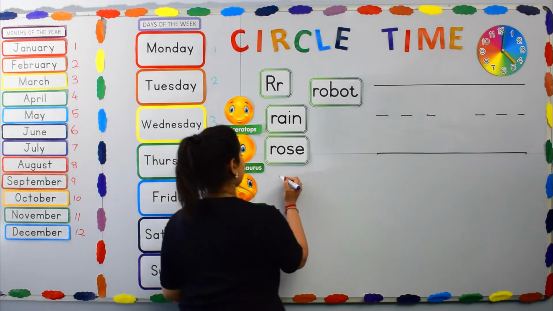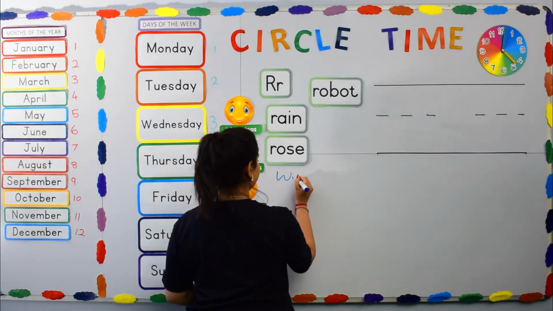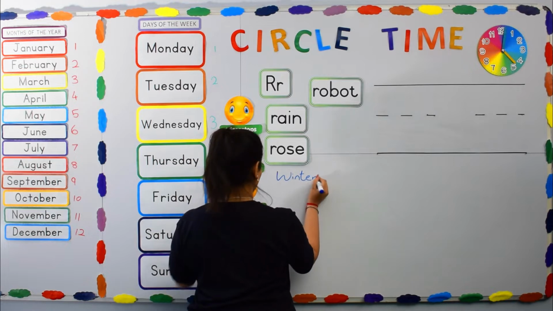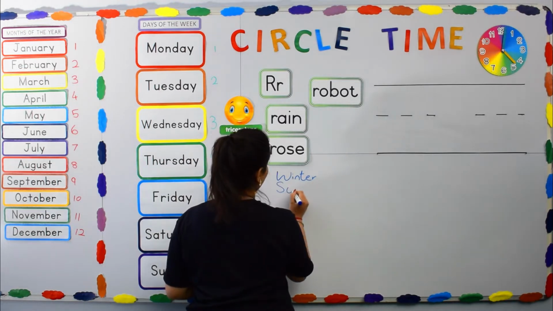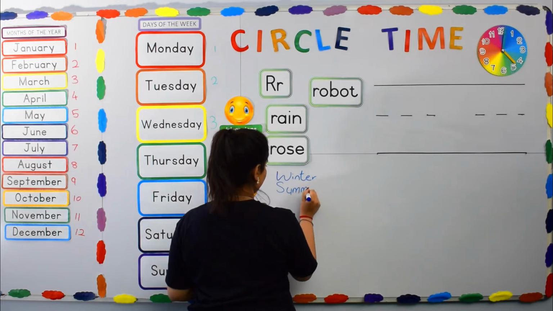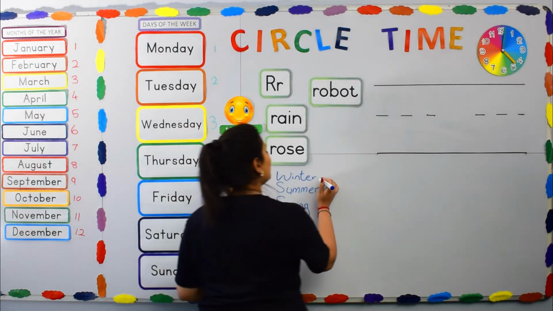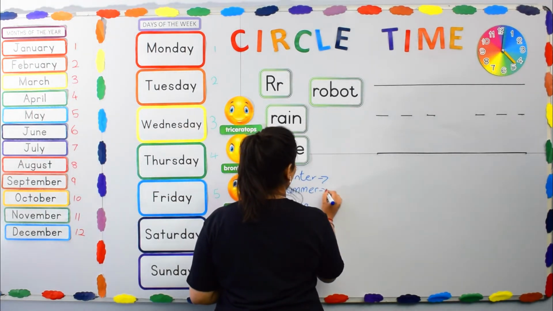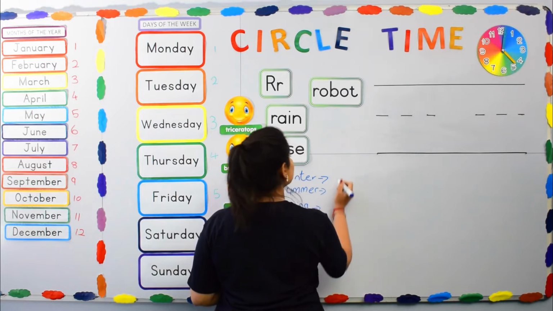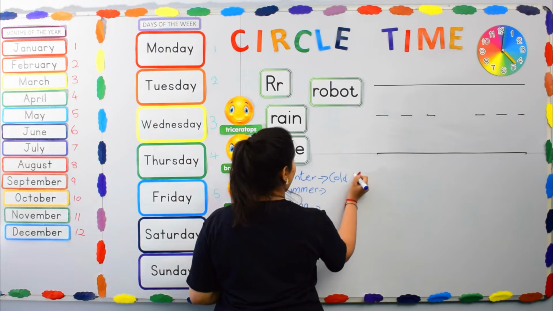We have 4 seasons. That's winter, summer, spring, and autumn. It is winter. We know that it is winter because it is cold and sometimes even snowy.